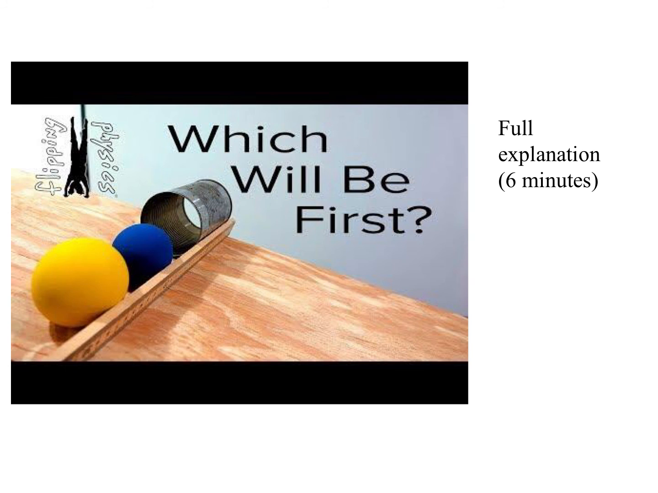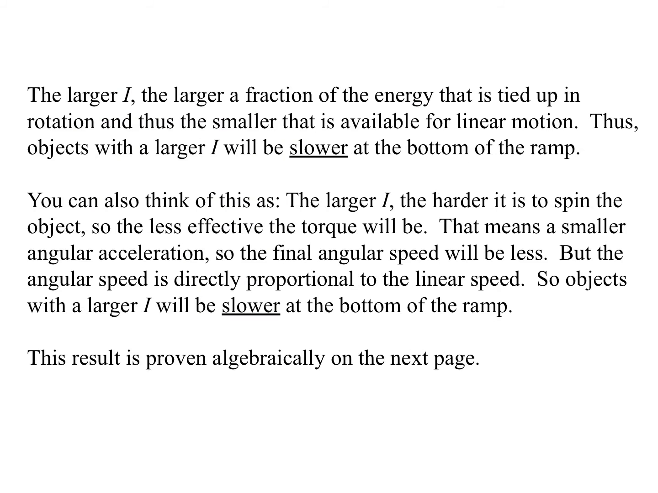That same video, the whole 6 minutes, is a good explanation of the whole topic again if you want a different vantage on it. But for us to explain it here quickly, the larger the rotational inertia, the larger the fraction of energy that is tied up in rotation, so the smaller that is available for linear motion. Thus, objects with larger I will be slower at the bottom of the ramp and therefore arrive later.